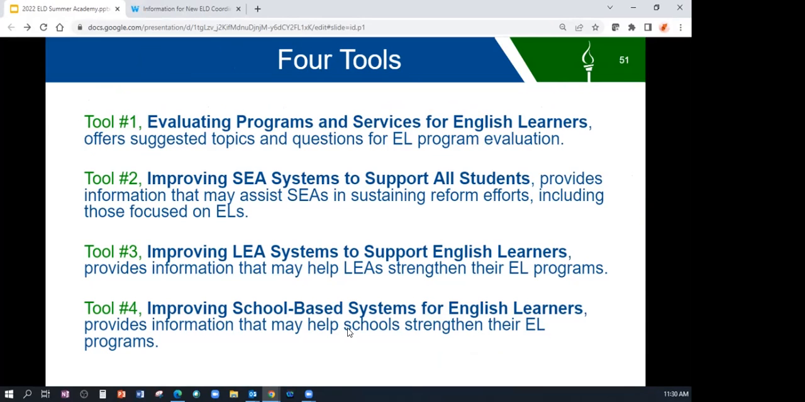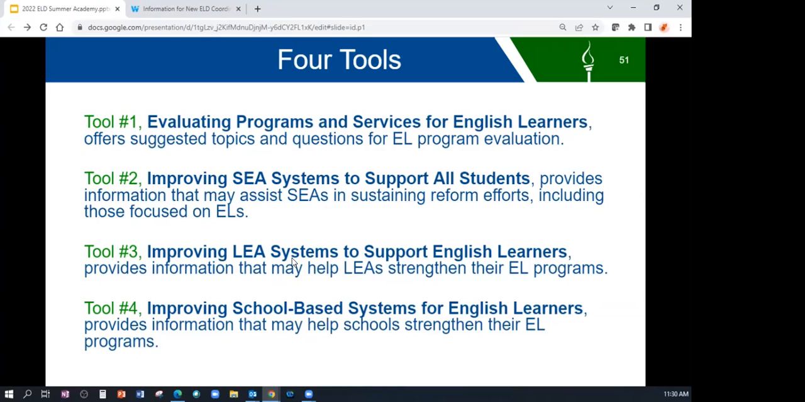All right, they offer 4 tools for this. The first tool is evaluating your program and services. It gives you some questions for program evaluation that you can do a self-assessment. Improving the state system to support all students. It gives you information for reform, including those focused on English learners. So it's just an overview.